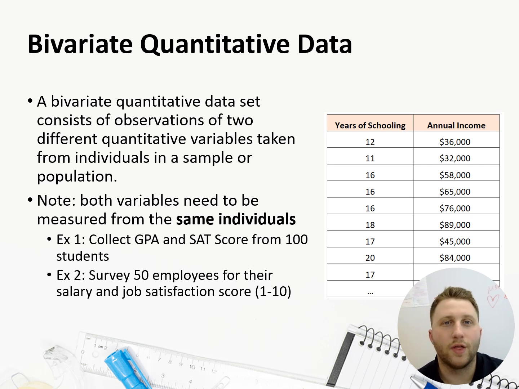Now, the meat of Unit 2 is much more about two variables of quantitative data. We call that bivariate quantitative data. And again, just like with categorical data, you're going to measure two variables from the exact same individuals. In this case, they need to both be quantitative, and we're going to represent them with two columns of a data table like you see on the screen, and eventually summarize them graphically with what we call a scatter plot.